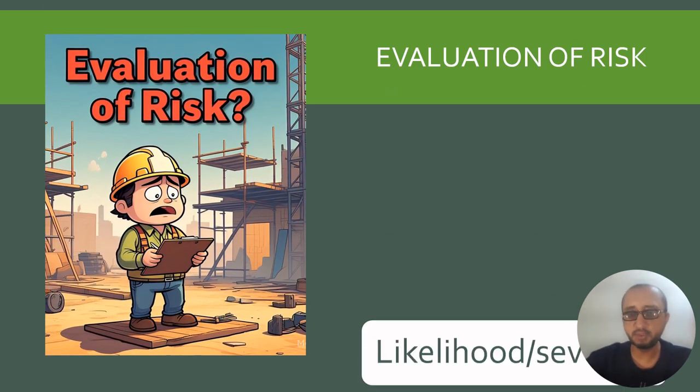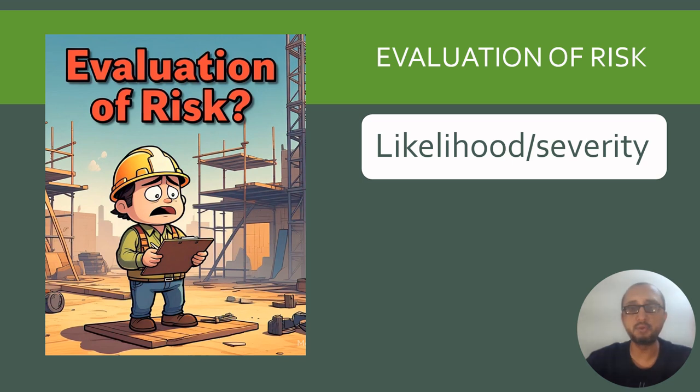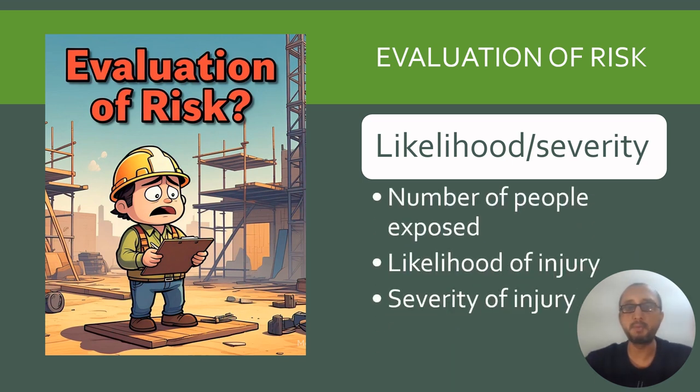Next, evaluation of the risk. Now let's look at the factors that we use to evaluate the risk. These are the number of people. If more people are exposed to the hazard, the risk will be high. Then the likelihood of the injury, which is basically the probability of the hazard to trigger and cause the injury. If the likelihood is high, obviously the risk level will be high.